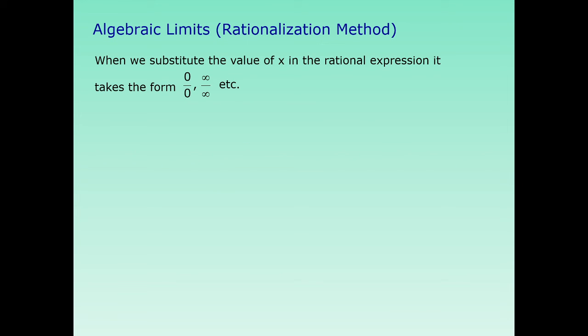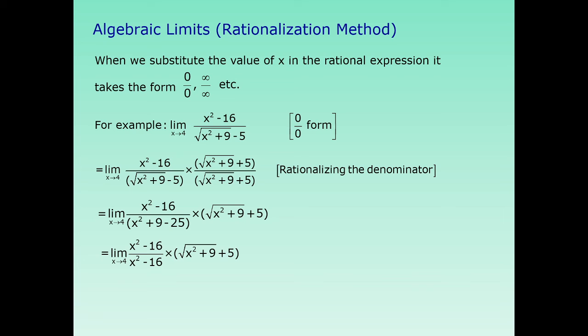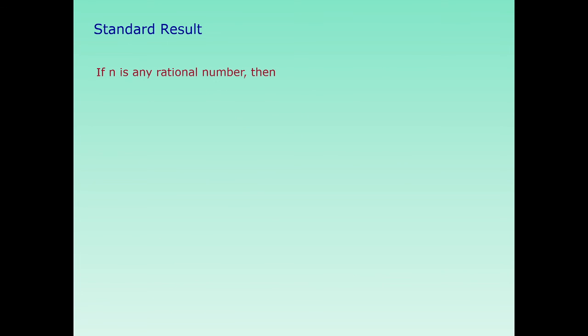Now another case is when we substitute the value of x in the rational expression and it takes the 0 by 0 form or infinity, etc. So now in this case again you are obtaining 0 by 0 form. So what we did is rationalize the denominator. When we did the rationalization part, we obtained the factor, we cancelled it, and we obtained the limit as 10.